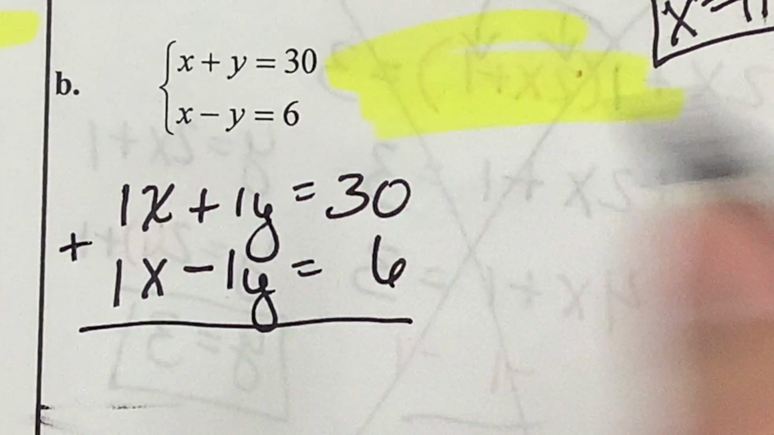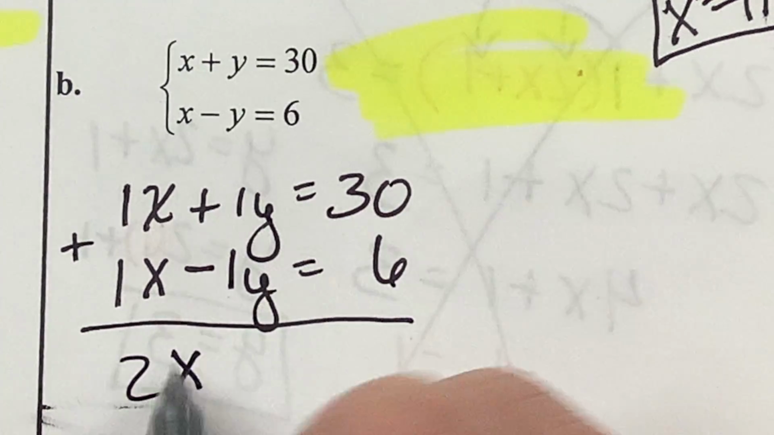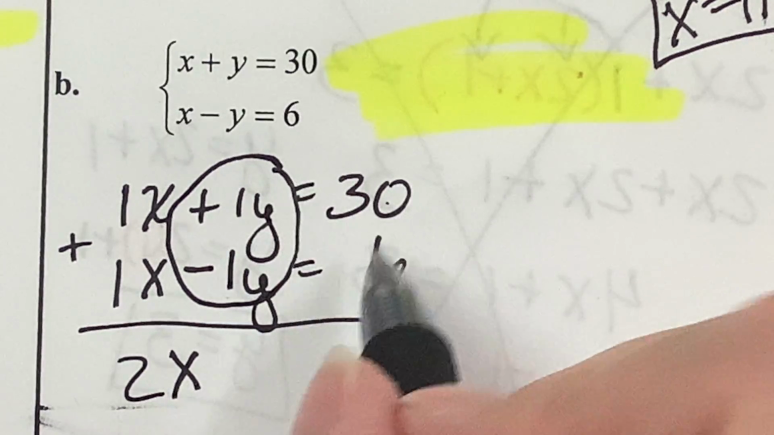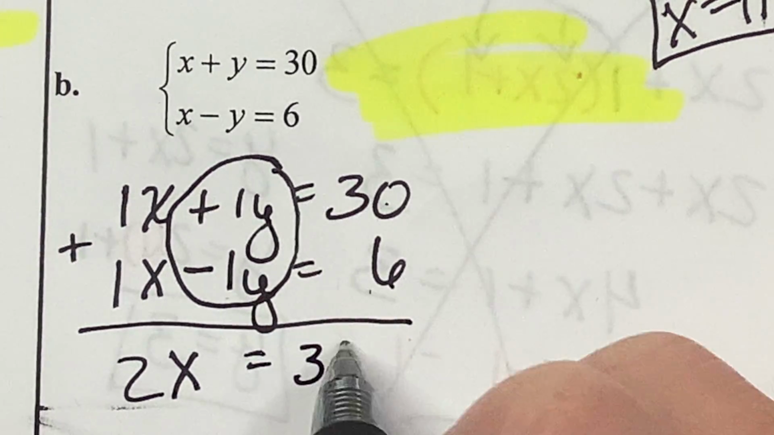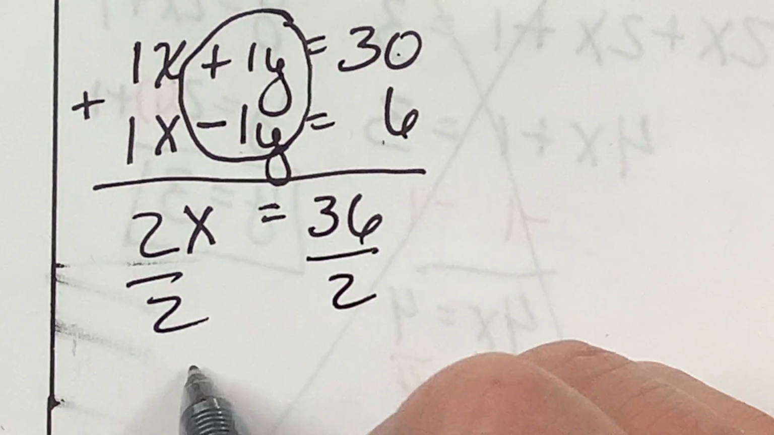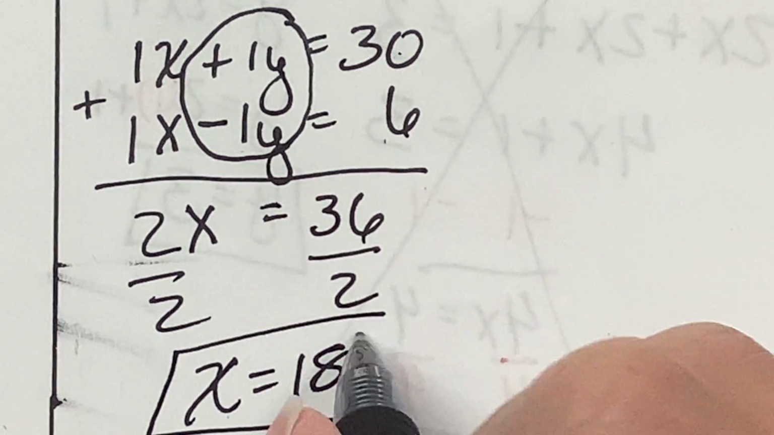Now I'm going to add those together. 1 plus 1 is 2x. 1 minus 1 is 0. And 30 plus 6, 36. Divide both sides by 2. And x equals 18.